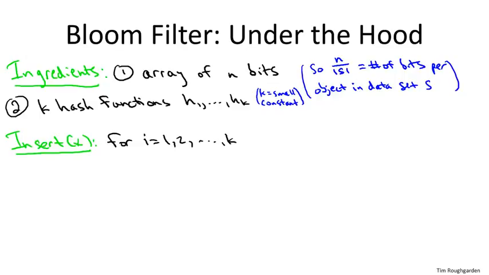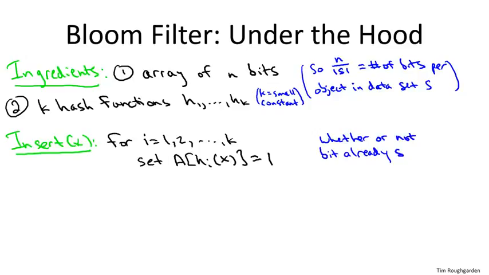So the code for both insert and lookup is very elegant. Let's start with insertion. Suppose we have some new IP address and we want to stick it into this Bloom filter. What do we do? Well, we just evaluate each of our K hash functions on this new object. Each of those tells us an index into our array of bits, and we just set those K bits equal to 1.